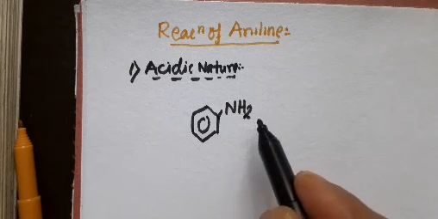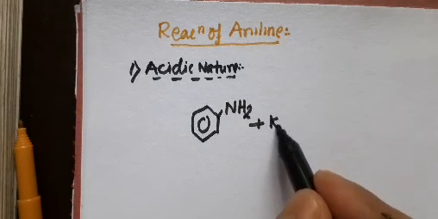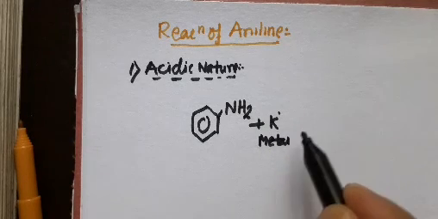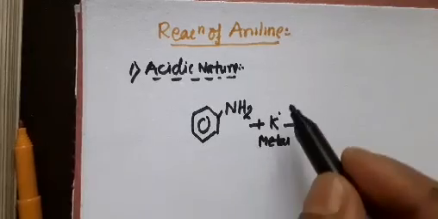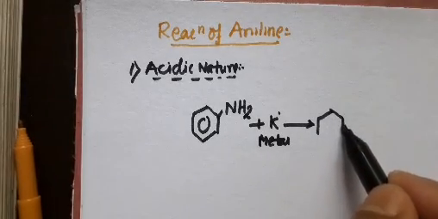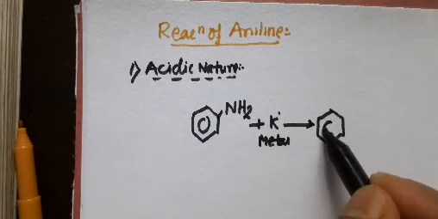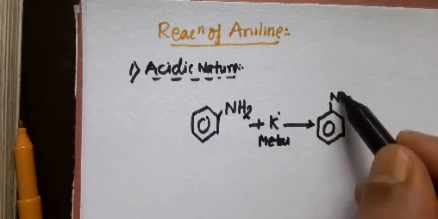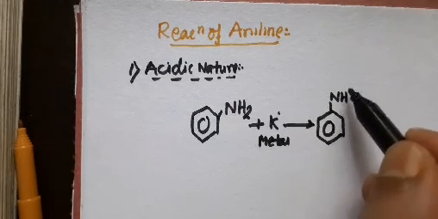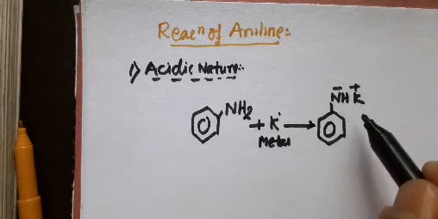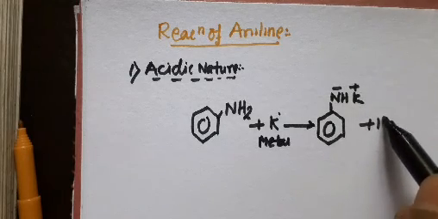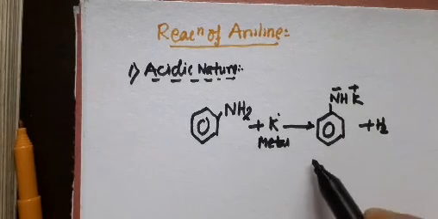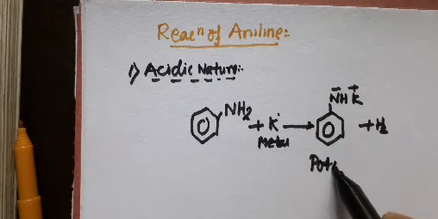If it is acidic in nature, then definitely it interacts with a metal and forms this type of reaction: C6H5-NH-K, N negative, K plus, and it liberates hydrogen. It is known as potassium anilide.